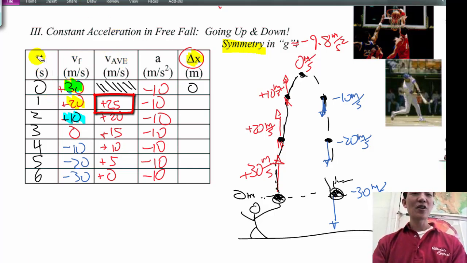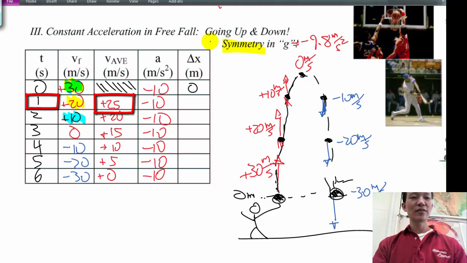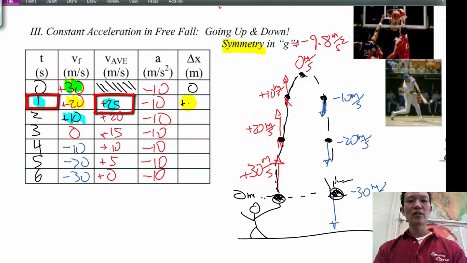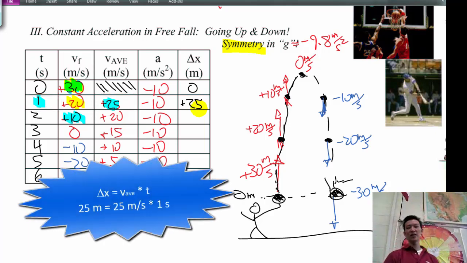How far does the ball go after 1 second? Can you figure it out? It started off at 30. It slowed down to 20. So on average, after 1 second, it was only going how fast? 25 meters per second for 1 second. The ball will only go 25 meters in the air. You see that? So even though we throw the ball up at 30 meters per second, it doesn't go 30 meters. It doesn't go 20 because it's slowed down to 20. On average, it's only going 25 meters per second.